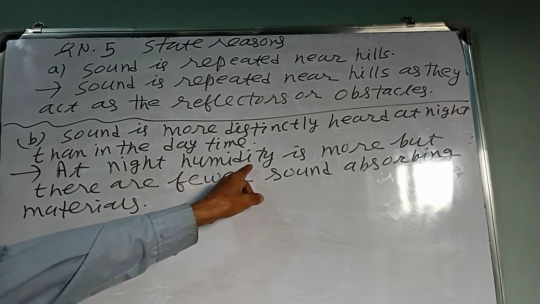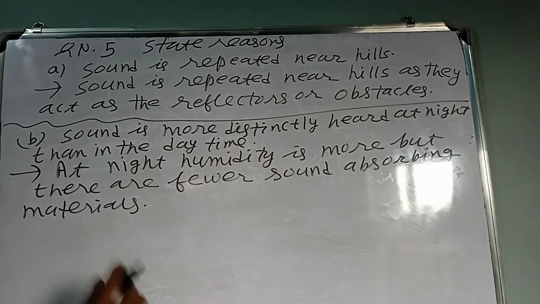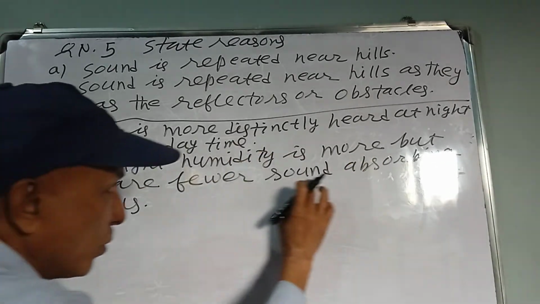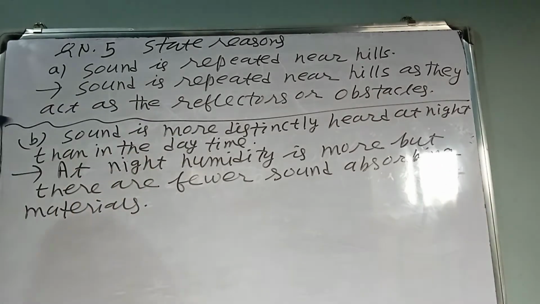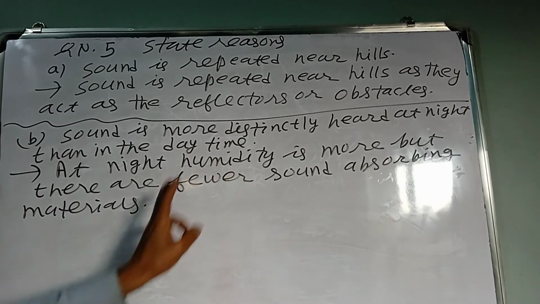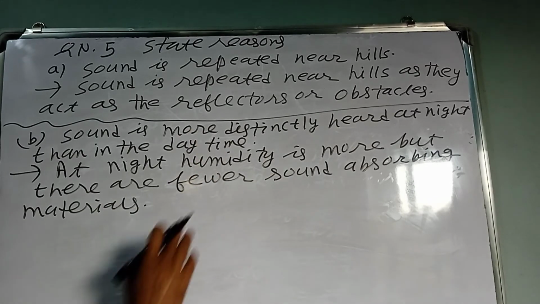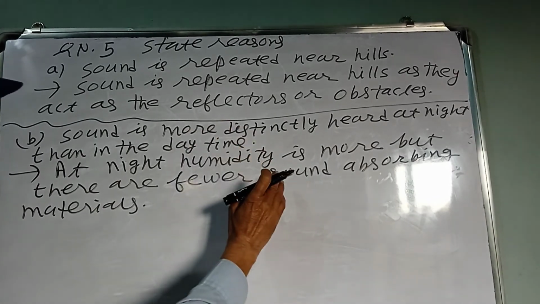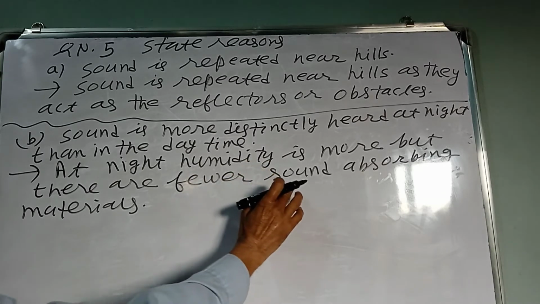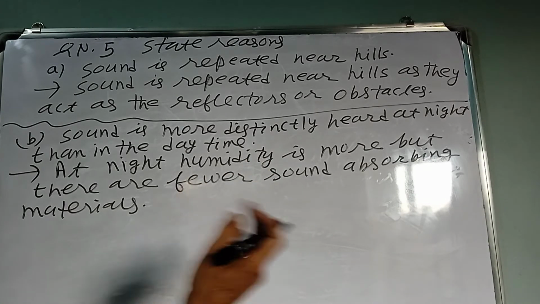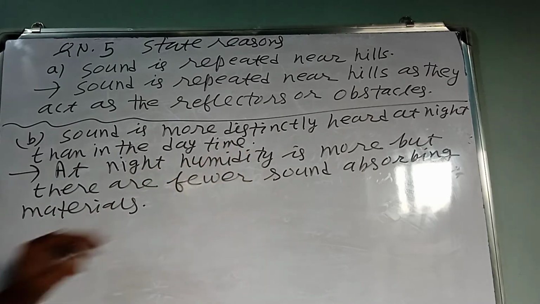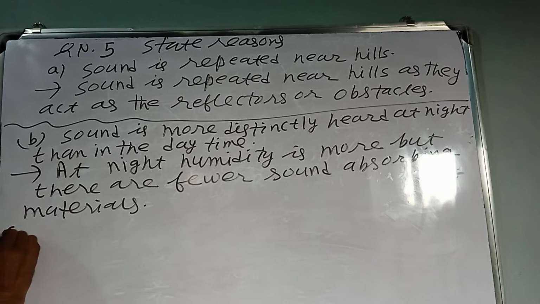Rati, humidity, amount of water vapor, there is a sound prashna sunicha. But there are fewer sound absorbing materials. There is less noise of people, crowd and others. Awaaz, factory ko, athwa vehicle ko, people ko, crowd, kam huncha. Noise kam huncha. Tesari prashna awaaz sunicha. Humidity, amount of water vapor, badi huncha. Tesari awaaz prashna sunicha.